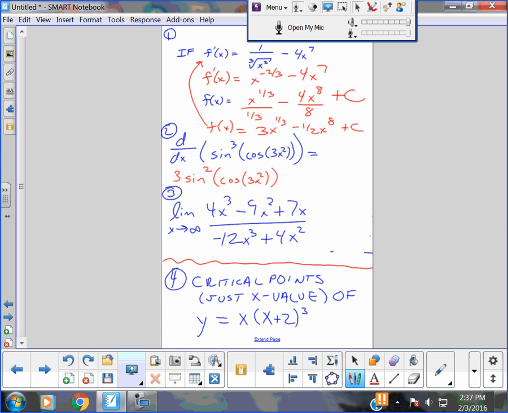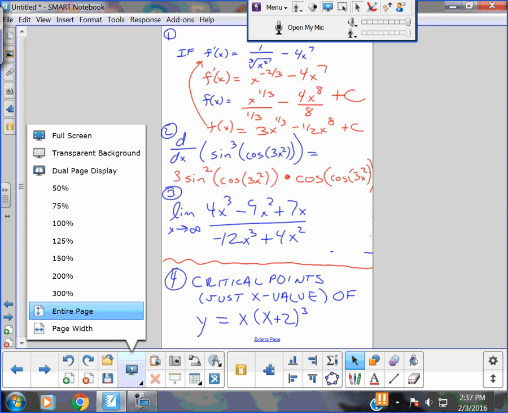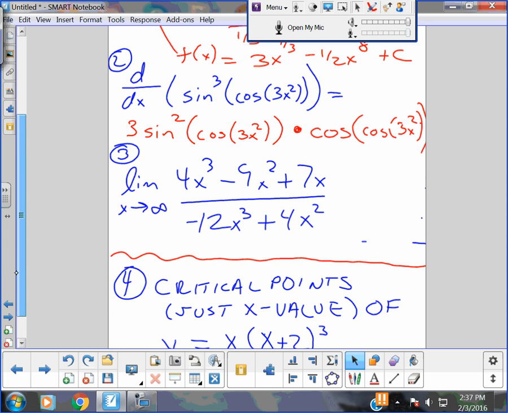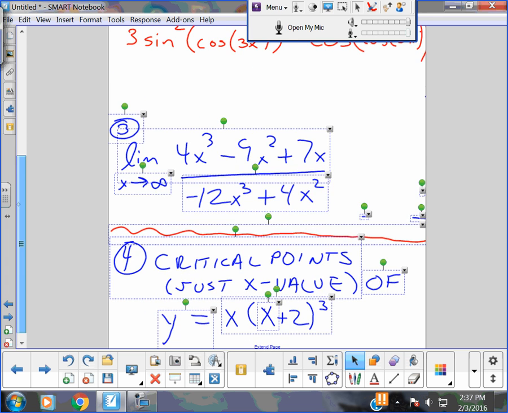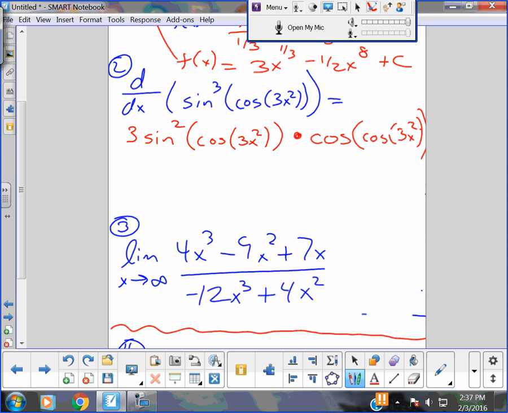So what's the derivative of sine? Cosine. And the argument inside is still cosine, guys. So it's cosine of cosine 3x squared. Now I look inside, all right? So now I look inside at the cosine 3x squared. And we say, what's the derivative of cosine 3x squared? Yep, the negative sine of the 3x squared, that argument.